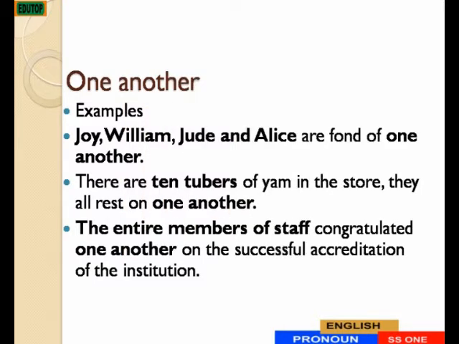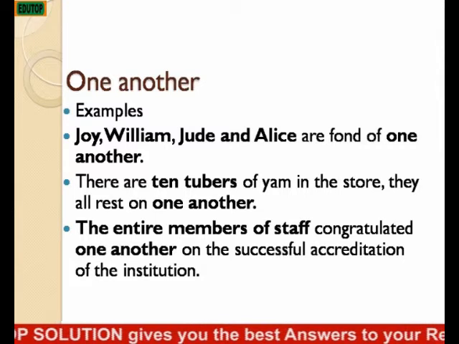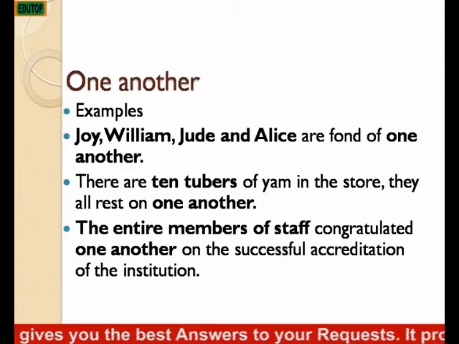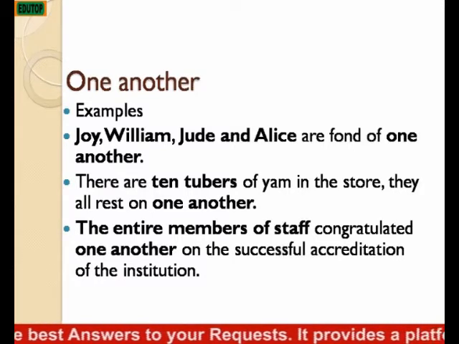Joy, Williams, Jude, and Alice are fond of one another. You will notice that the individuals being referred to in the sentence are four in number. You have Joy, William, Jude, and Alice. So we make use of one another in describing their action.